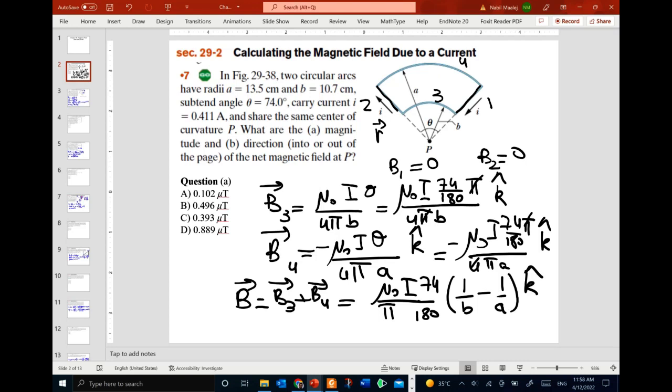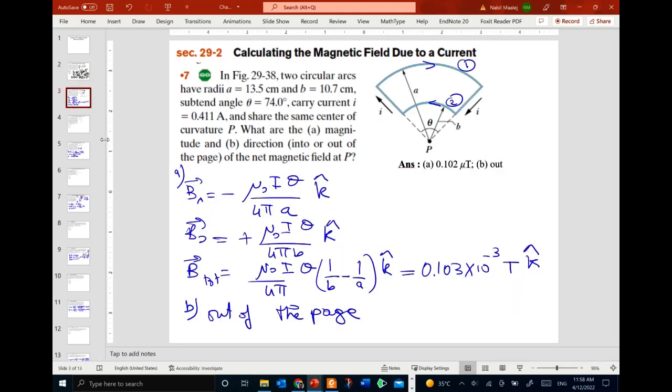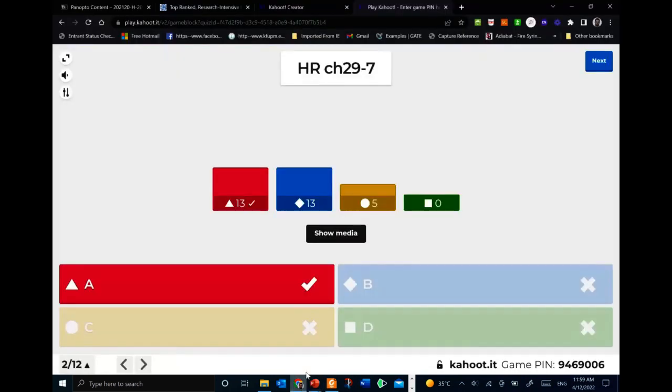And since b is smaller than a, we can see that this is going to be pointing in the k direction. So if you replace in the numbers, this is what you get. You get, so 1 over b minus 1 over a, you get 0.103 times 10 to the minus 3 Tesla in the k direction. Okay, this is a very common problem in exams. Next question. Yes? Why is the current 1 and 0?